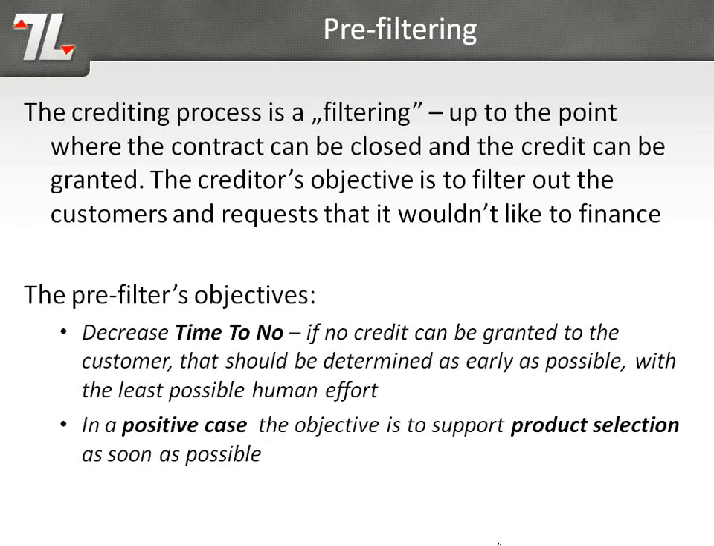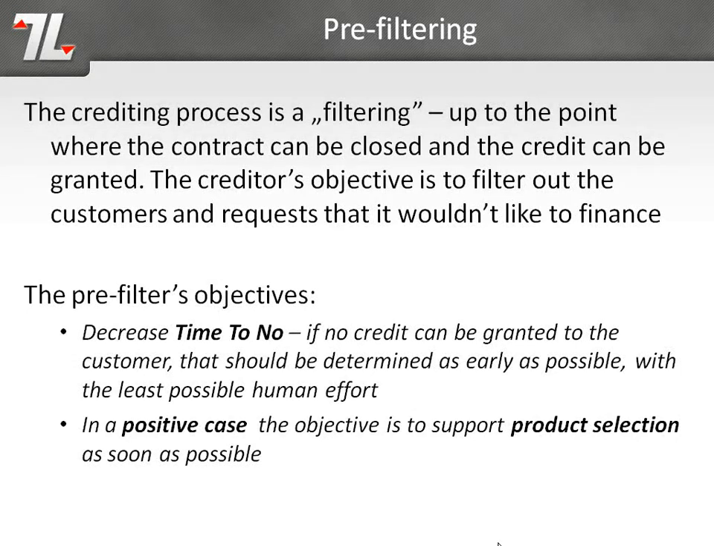For example, did the customer have a credit that was not repaid? Or is there any procedure currently ongoing against the customer? The objective of the pre-filter on one hand is to decrease time to know, that is if no credit can be granted to a customer, that should be determined as early as possible, saving human efforts. This is supported by the automatic data gathering about the customer and the verifications built on these data.